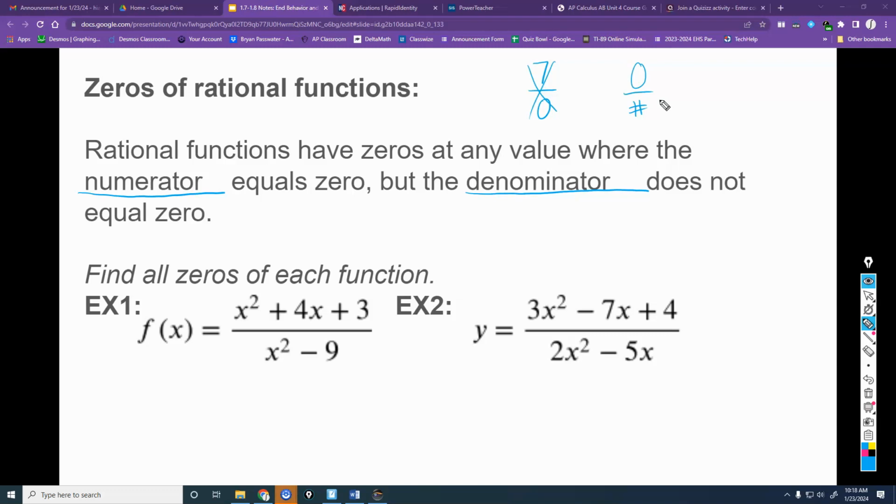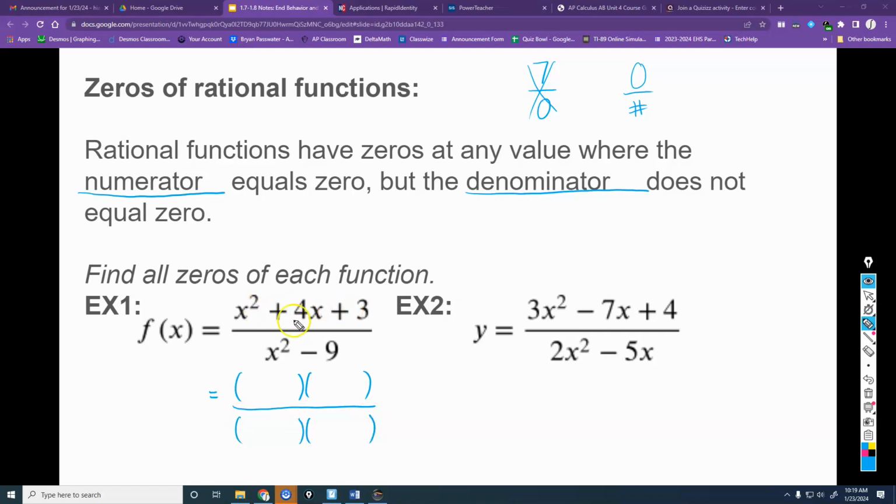So, what you're going to do for these problems, if it says find all zeros of the function and you're dealing with a rational function, you want to go ahead and, if it's not already factored, factor for that. Factoring, as you can see, we've done lots of factoring, so it's not going to go away.